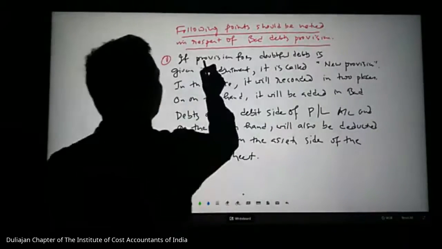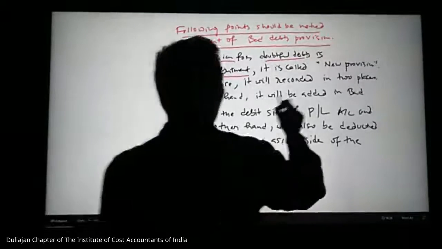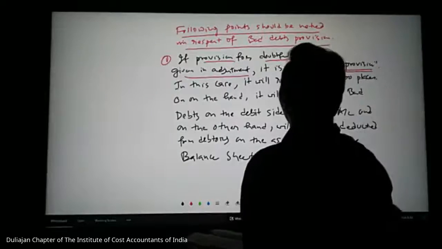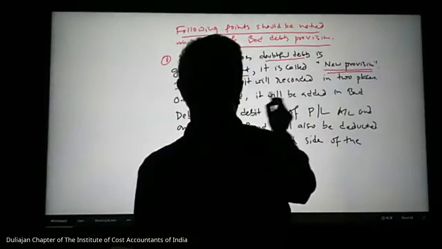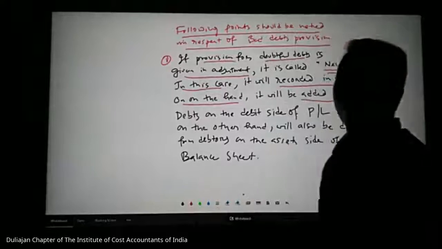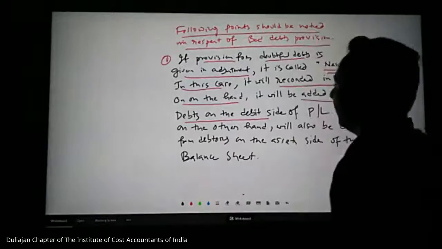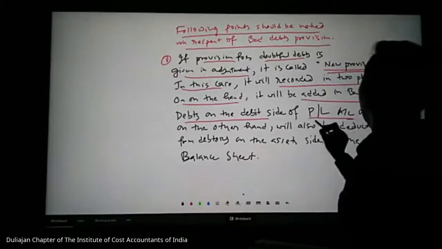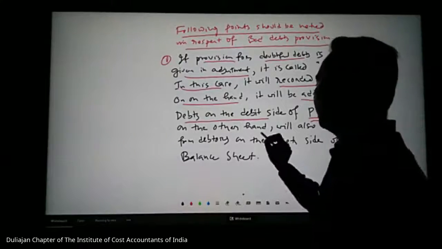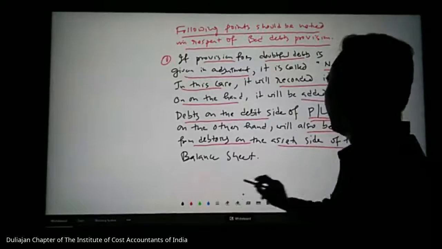If provision for doubtful debt is given in adjustment, it is called new provision. In this case, it will be recorded in two places. On one hand, it will be added in bad and doubtful debt on the debit side of the profit and loss account, and on the other hand, it will also be deducted from debtors on the asset side of the balance sheet.